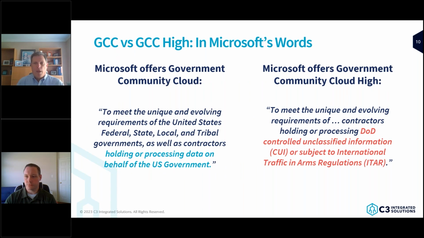So, as we mentioned before, there are a couple of different versions of Microsoft 365. There is the commercial version, GCC, as well as GCC High. GCC was, in the beginning, built to support federal, state, local, and tribal governments, as well as contractors that are holding or processing data on behalf of the government. GCC High was actually custom built for DoD as well as DoD contractors holding or processing controlled unclassified information, or data that might be subject to ITAR.